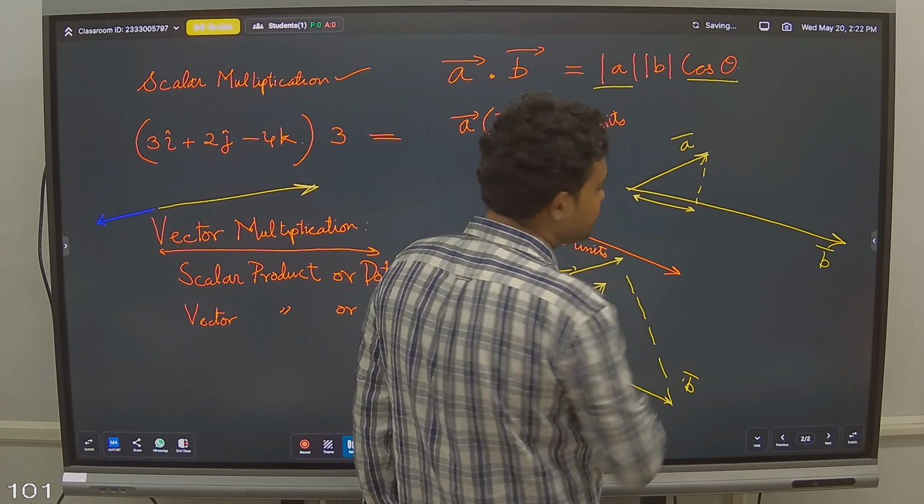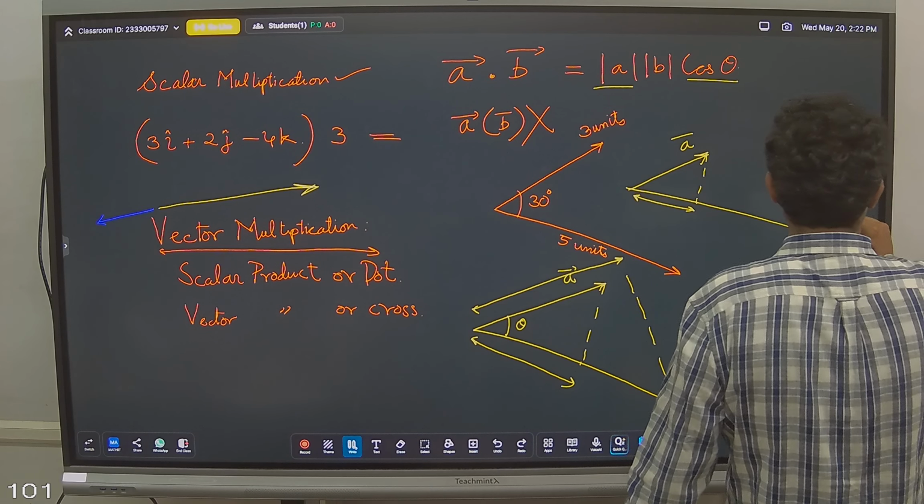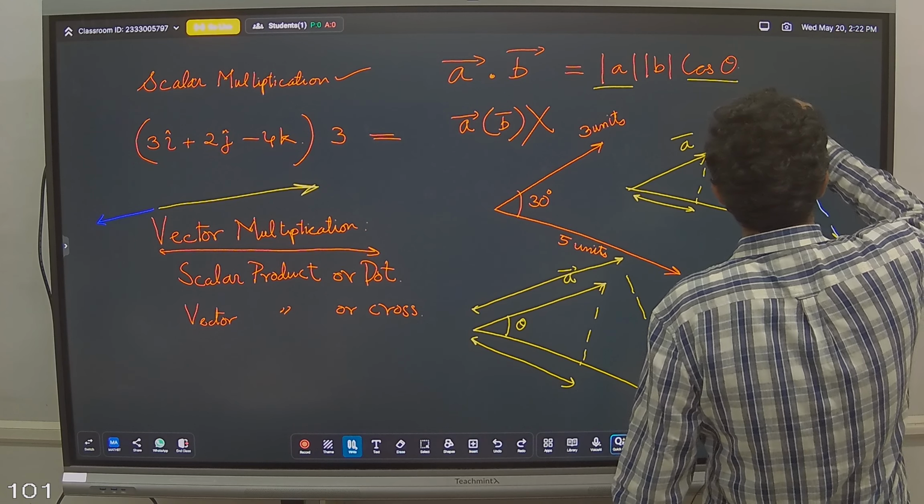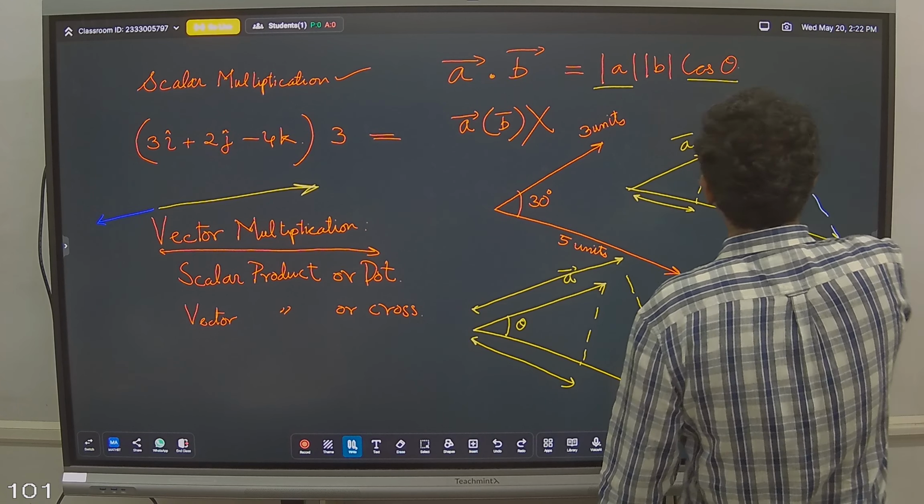So you can take it in the opposite way as well. I used the same color for the opposite way, which is why you are getting confused. To find the magnitude of B along A, you drop a perpendicular like this, and this magnitude is B cos theta. To resolve a vector, that vector should always be the hypotenuse of the triangle, right? So B cos theta times the magnitude of A will give the dot product. Clear? You have a doubt? Okay.